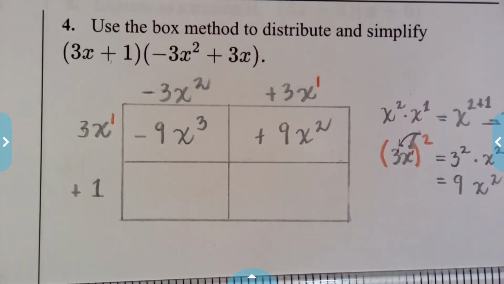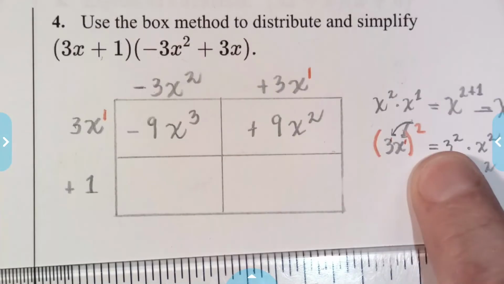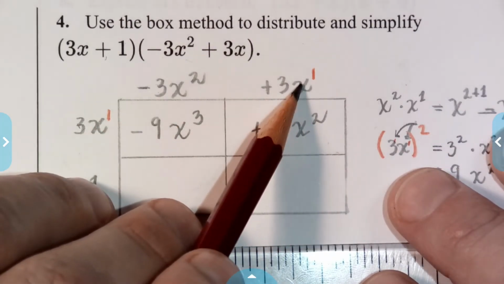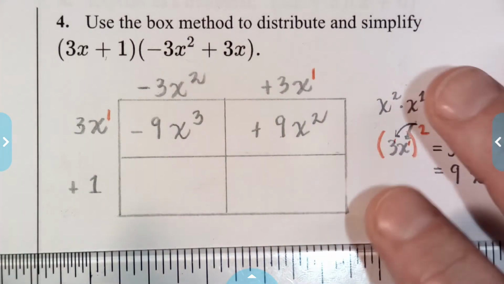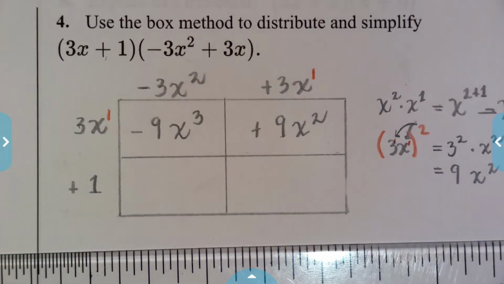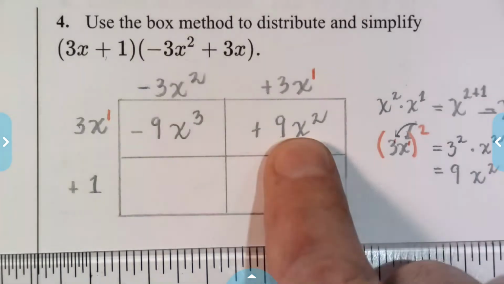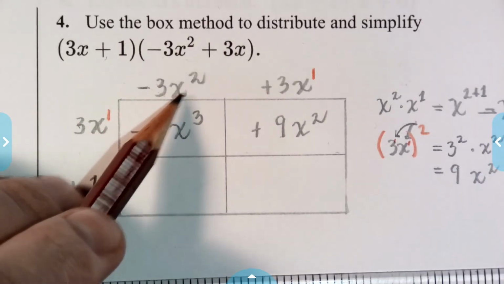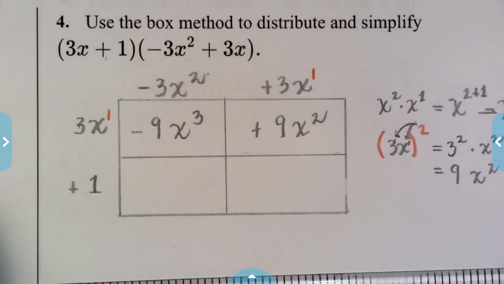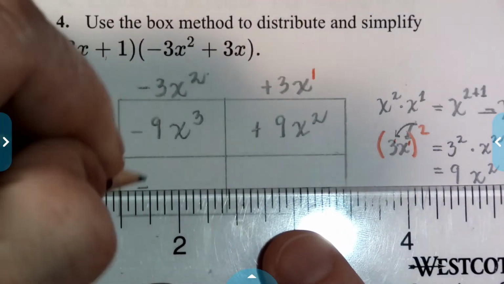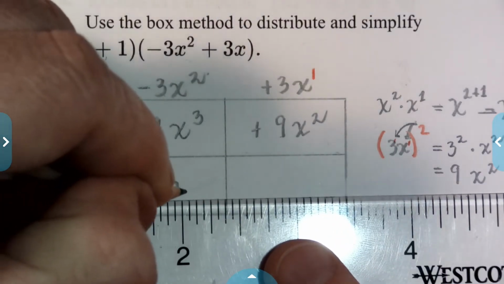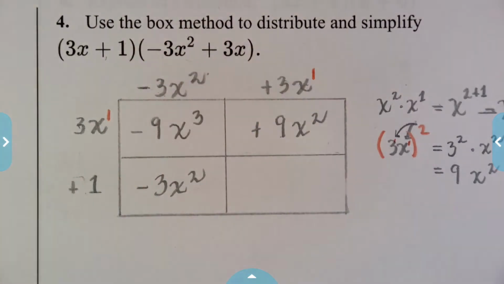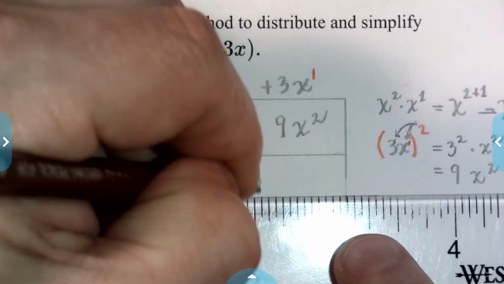And again, you could have done it without the power rule. You could have used the product rule and just said, okay, 3 times 3 is 9, and then x to the first times x to the first is x to the 1 plus 1, using the product rule, x squared. Either way, you'd get 9x squared. Okay, moving on, we have negative 3x squared times positive 1. Okay, so that's just going to be negative 3x squared. And now we have 3x times 1, which is just plus 3x.